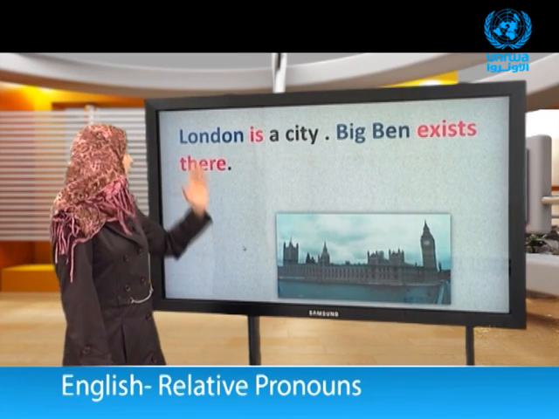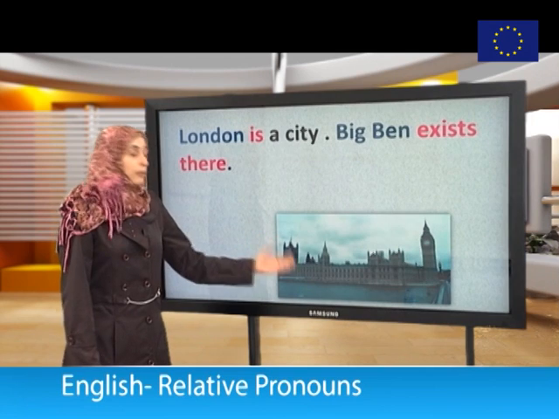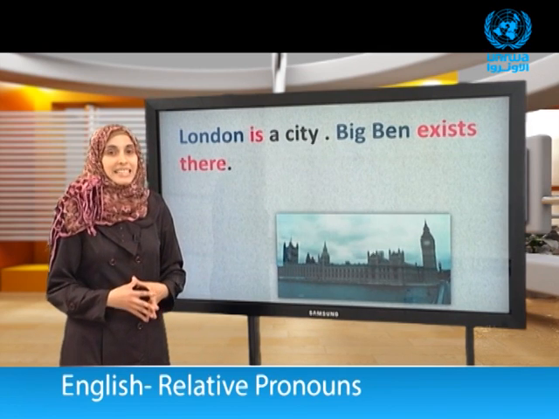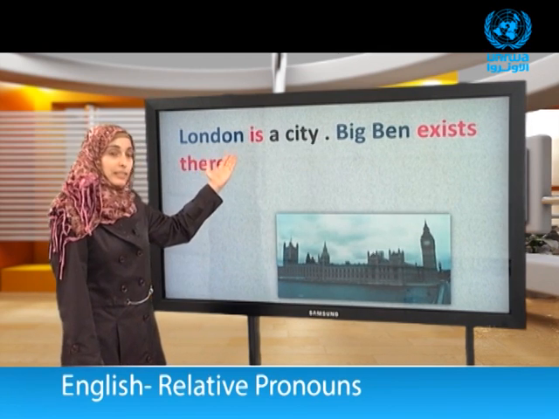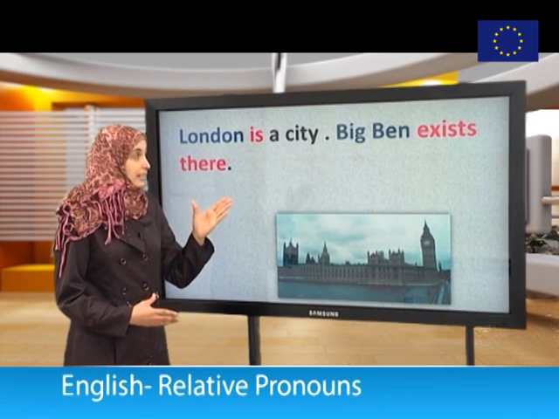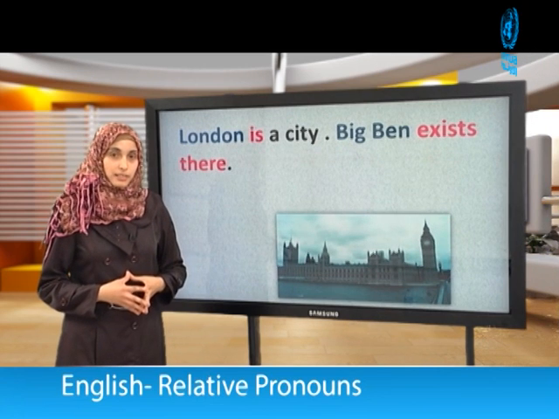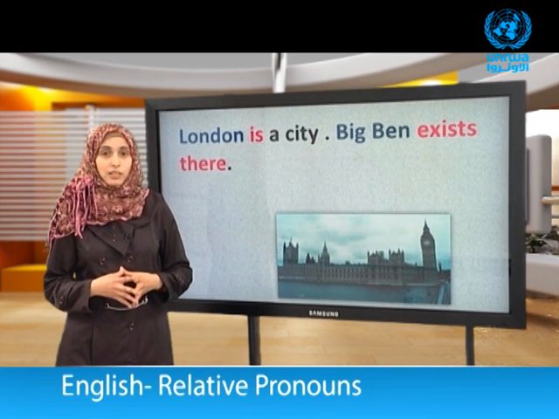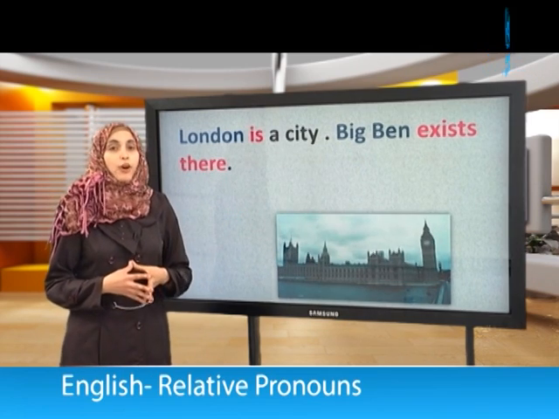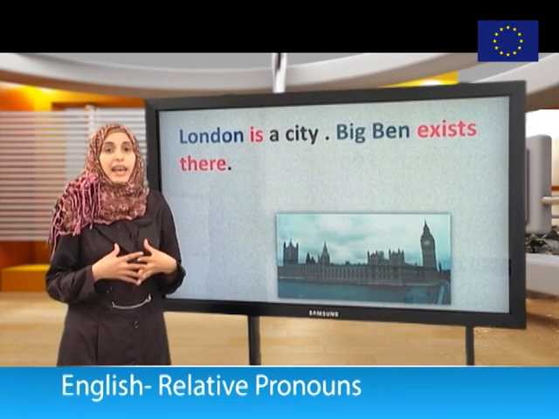Let's see. London is a city. Now look here, we have Big Ben. Where is Big Ben? Big Ben is in London. London is a city. Big Ben exists there. Where does Big Ben exist? What is the answer? Yes, Big Ben exists in London. The main focus here is on London. London is a place. So how can we join them?